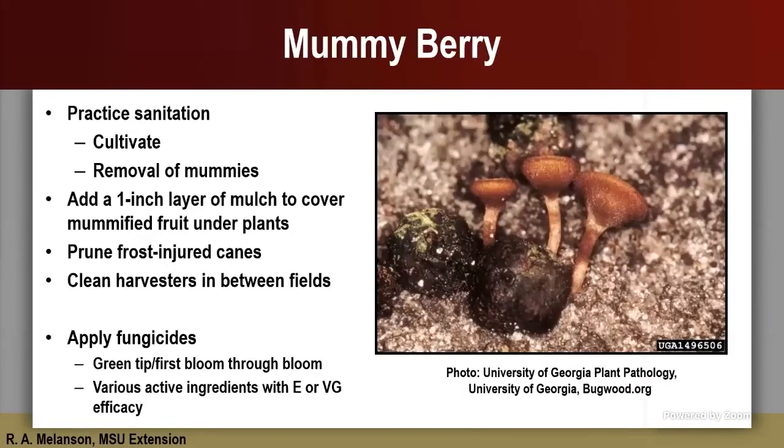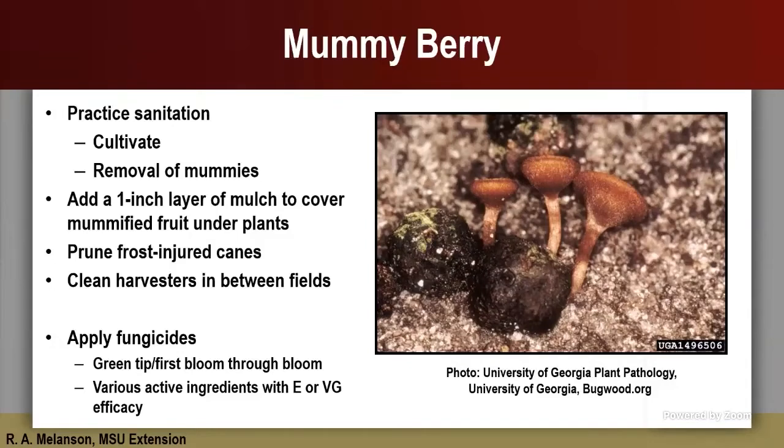So in terms of management, practicing sanitation through cultivation and removal of those mummies on the orchard floor can help to remove some of that inoculum. You can bury those mummies by adding a 1-inch layer of mulch to cover those mummified fruits. Eventually, from those mummified fruits can develop the small mushrooms that you see in the image on this slide. And so if you are applying that mulch to cover the fruits, then what you're doing is essentially preventing those mushrooms from growing up and then being able to spread spores that can infect plants.